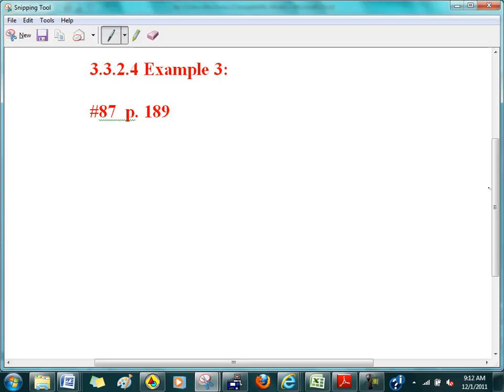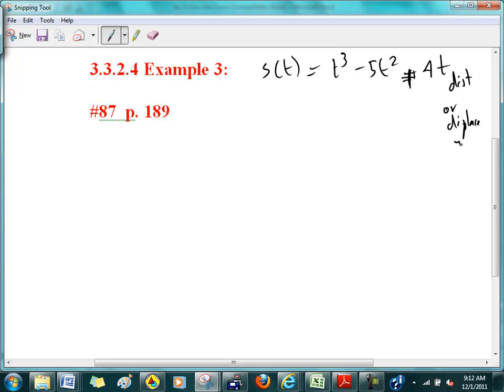All right. So it's pretty involved. Your distance function, s of t, is equal to t cubed minus 5t squared plus 4t. That's your distance or displacement function. Anybody remember where the velocity function comes from? What do you do? Exactly. You differentiate this. S prime of t gives you the velocity function.